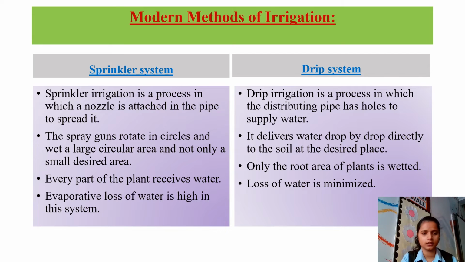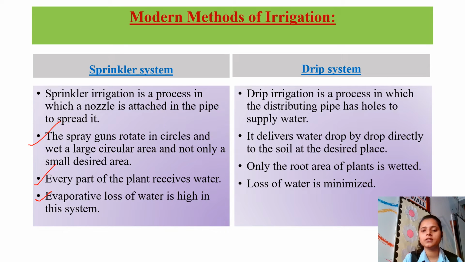First, I'll read the sprinkler system. Sprinkler irrigation is a process in which a nozzle is attached to the pipe to spread water. Okay, a nozzle is attached. The second point is that the spray guns rotate in circles and wet a large circular area, and not only a small desired area. Third point is every part of the plant receives water, as it gets sprinkled like rain. The next point is that evaporative loss of water is high in this system. Of course, evaporation will be very high.